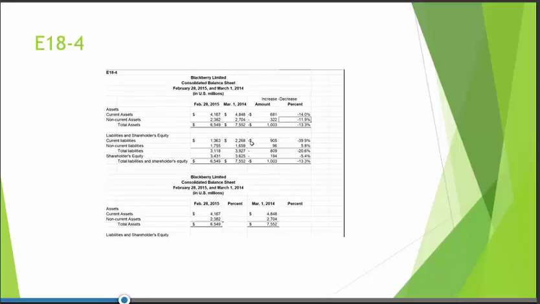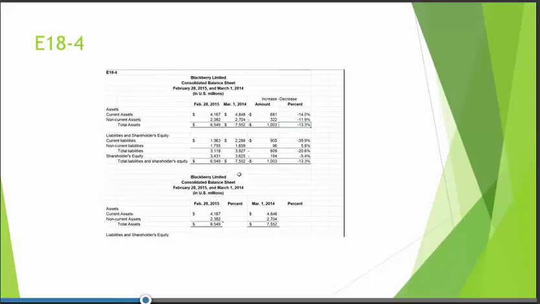We can then look at the total assets. So the total assets are 6,549 minus 7,552, which gives us a net decrease of 1,003. If we take 1,003 divided by 7,552, we get a net decrease of 13.3% for all assets.